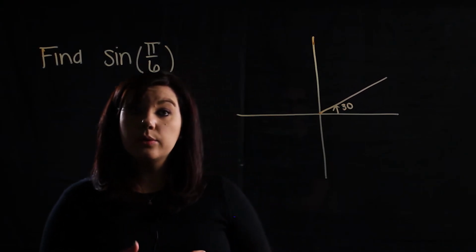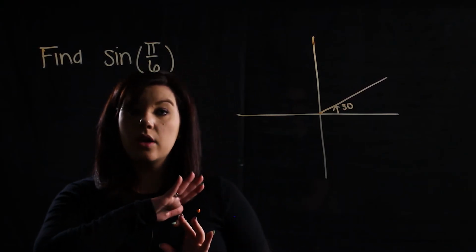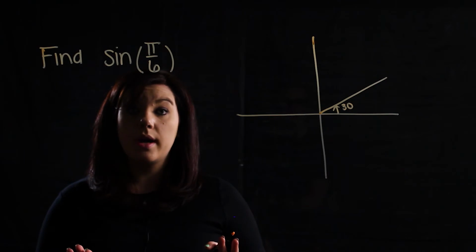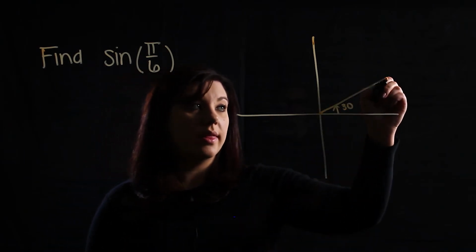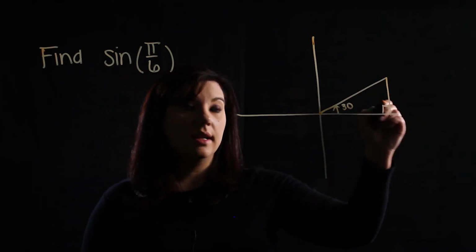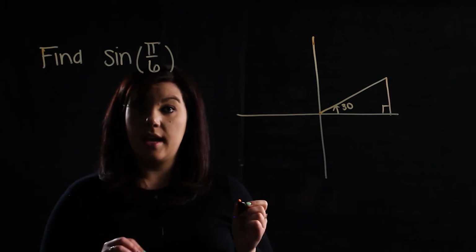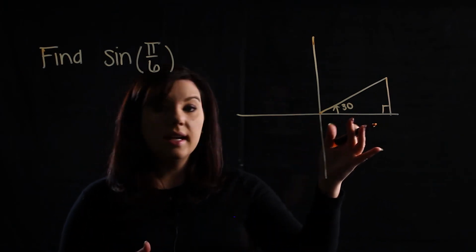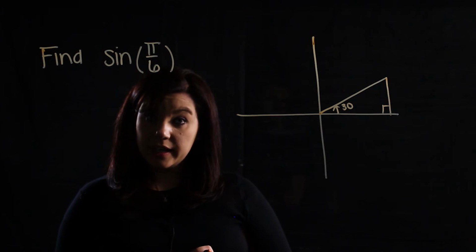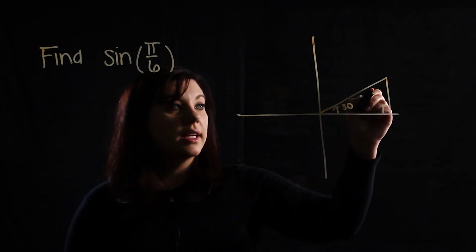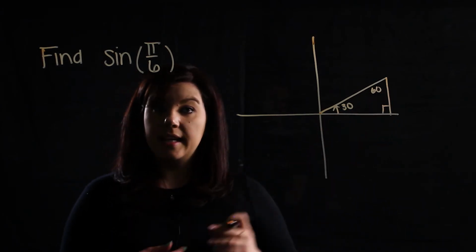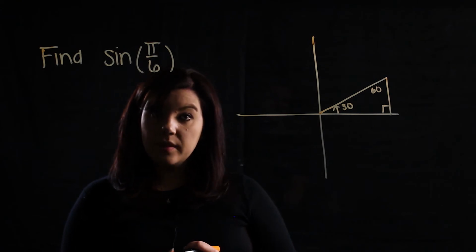Now, we want to create a right triangle. We always, every single time, no matter what, make our triangle with the x-axis. Never with the y, always with the x. Now what we've done is create a special right triangle, right? Because we have a 30, 60, 90-degree triangle.